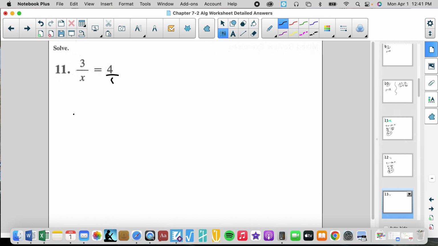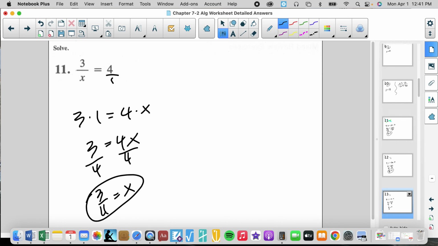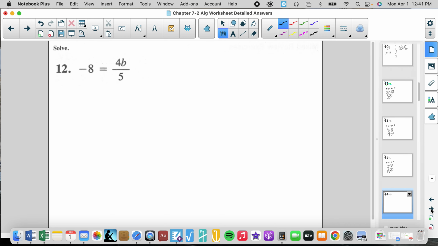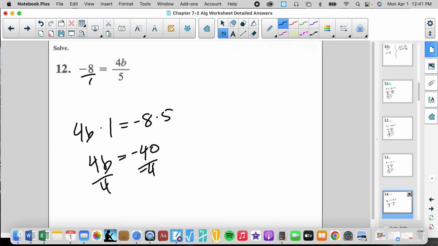Again, we'll make that into a fraction. 3 times 1 equals 4 times x. 3 equals 4x. Divide by 4. 3/4 equals x. Much, much easier. We'll make that 1. And we get 4b times 1 equals -8 times 5. And we get 4b equals -40. Divide by 4, divide by 4, b equals -10. Yeah, that's a good one.